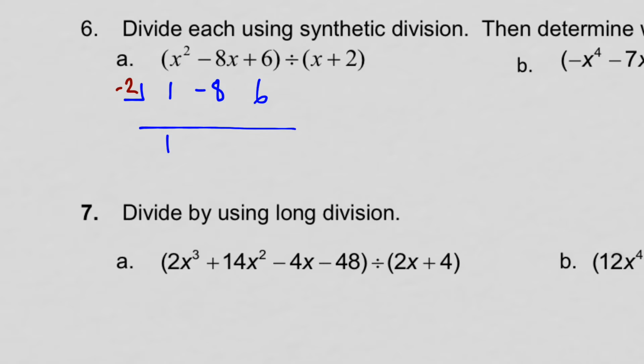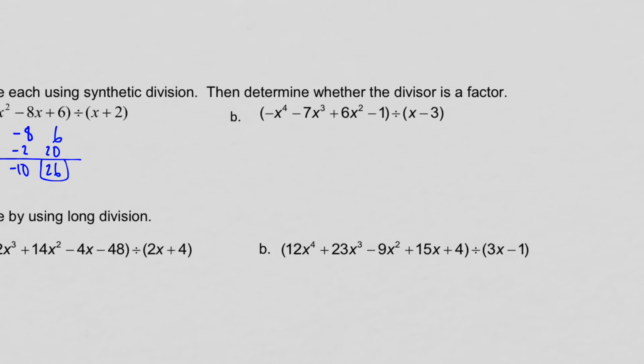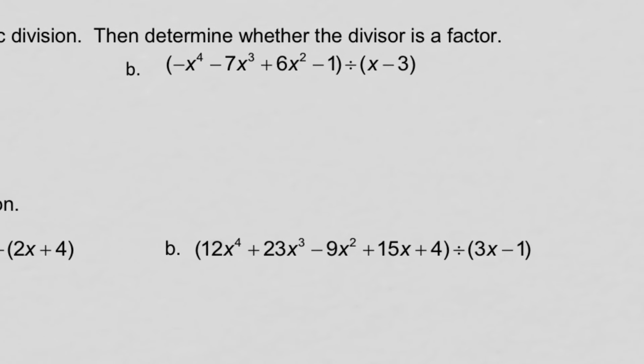Bring down the 1. Negative 2 times 1 is negative 2. Negative 8 and negative 2 make negative 10. Again, multiply. Negative 2 times negative 10 is positive 20. So you put a 20 here. 20 plus 6 is 26. Done. It says of the instructions, determine whether the divisor is a factor.